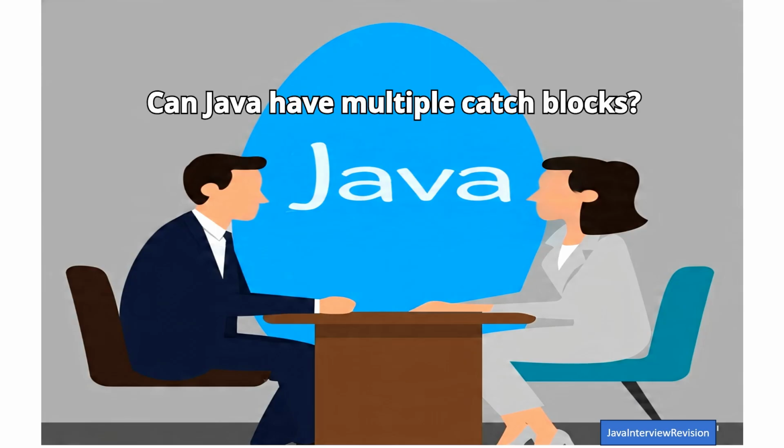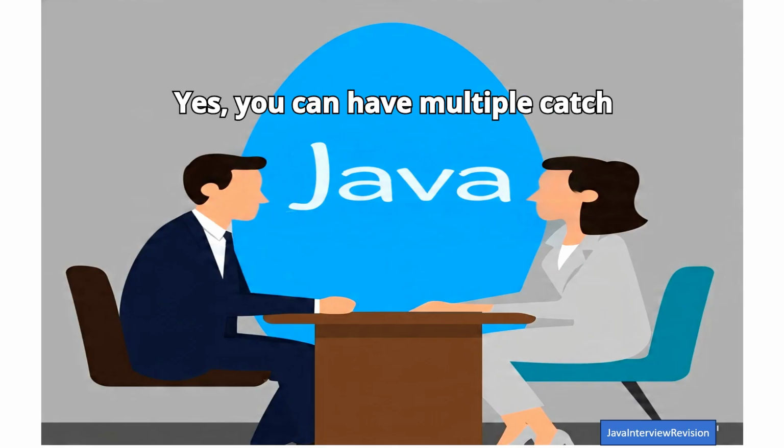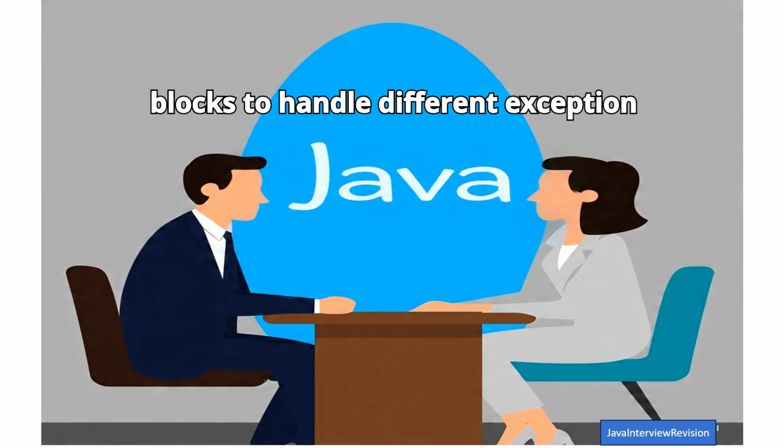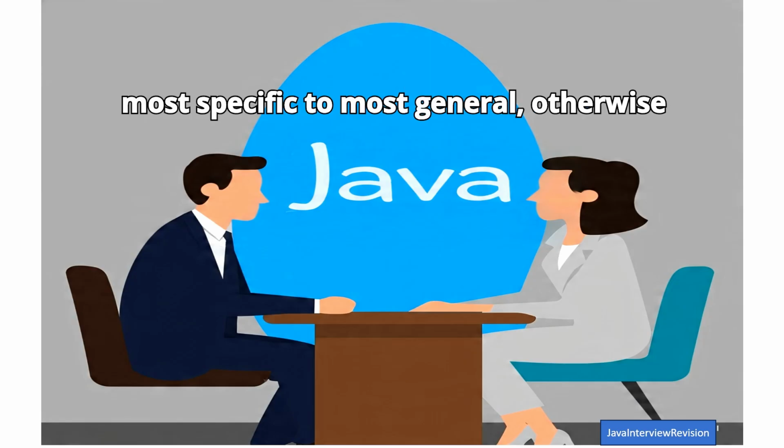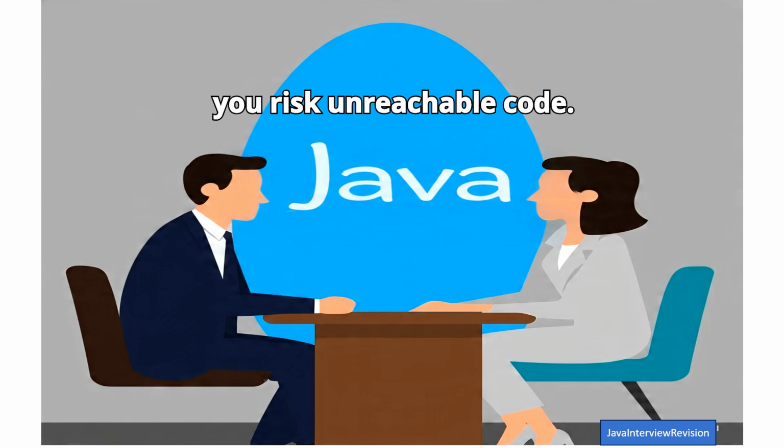Can Java have multiple catch blocks? Yes, you can have multiple catch blocks to handle different exception types. They should be ordered from most specific to most general. Otherwise, you risk unreachable code.